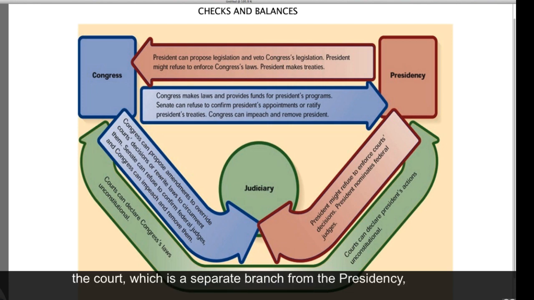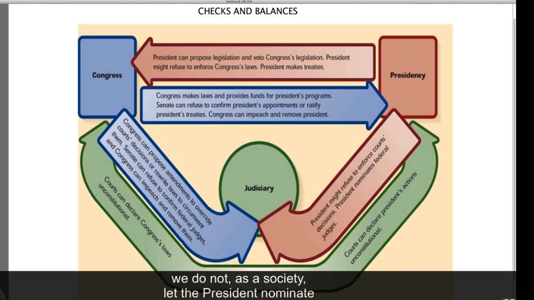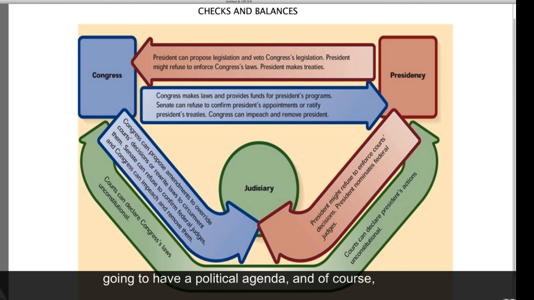But because they're appointed for life, because the presidency has influence to shape the ideological outlook of the court, which is a separate branch from the presidency, we do not, as a society, let the president nominate and then be done with it. We allow the Senate to review the presidential nomination to make sure that the person is qualified, faithful to the law, ensuring that they're not somehow or another going to have a political agenda.